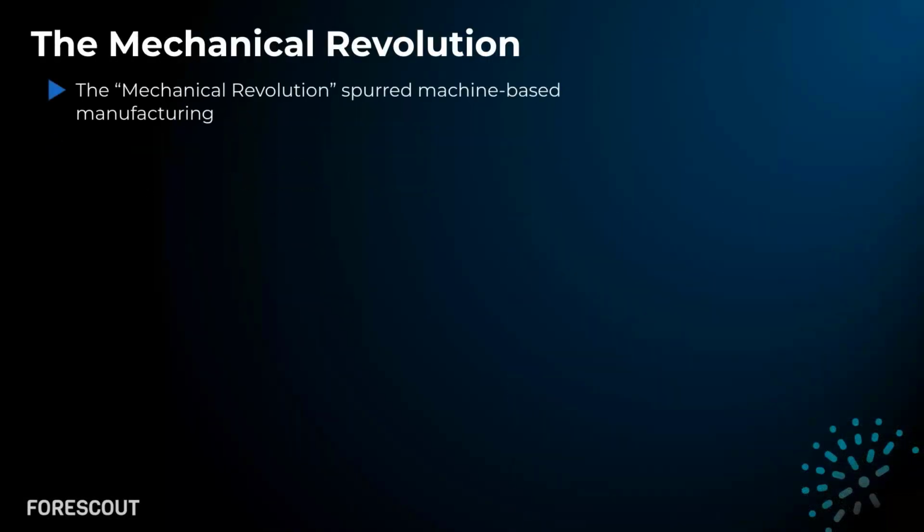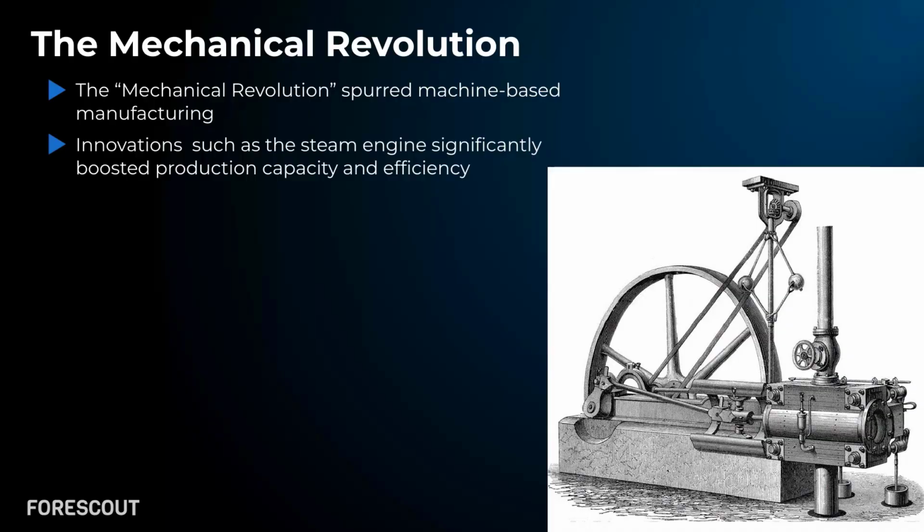During the Industrial Revolution, the so-called Mechanical Revolution spurred machine-based manufacturing, marking a distinct shift from handmade to machine-forged products. Innovations such as the steam engine significantly boosted production capacity and efficiency. In this era, mechanization replaced manual labor, with machines taking over repetitive and strenuous tasks. This transition laid the groundwork for modern industrial automation, demonstrating the benefits of mechanical assistance in production processes.